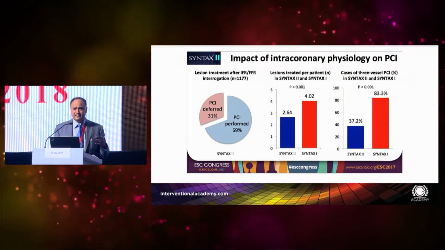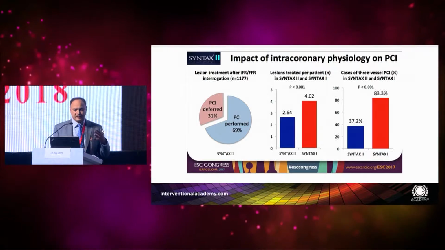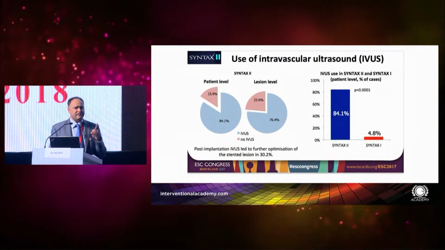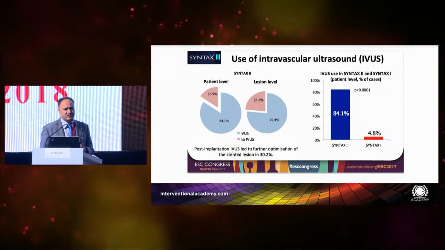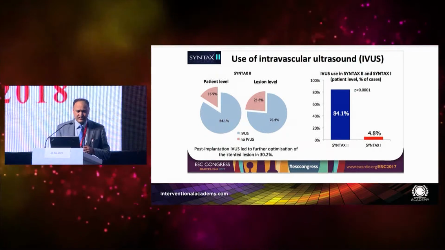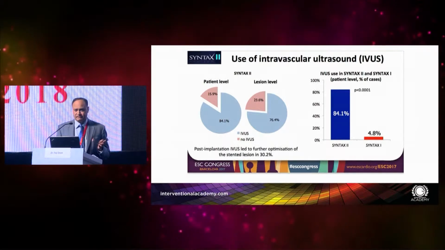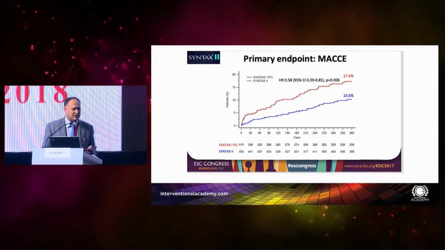We know that the fewer stents we put in, the fewer vessels we treat, the fewer the complications, which improves the outcome. 85% of patients in the Syntax 2 trial had intravascular ultrasound examination for optimization of the stent treatment. Now, does this matter? It only matters if we can show improvement in the outcome.